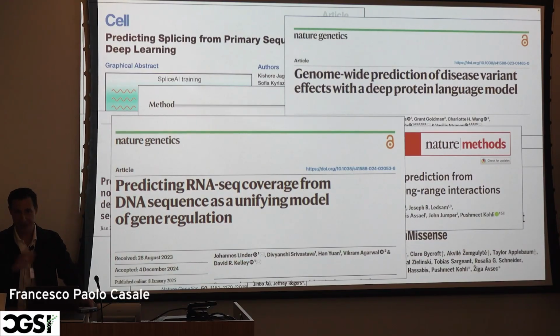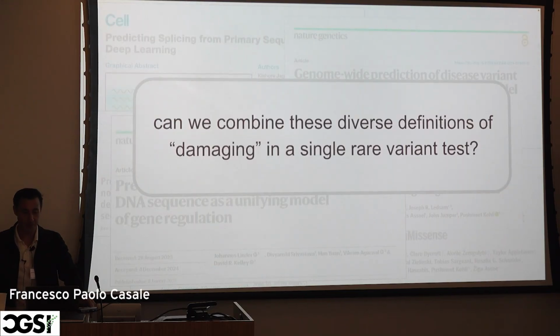So many have come out, many more will come out, and so the question is, how do we combine these effectively if we want to do a rare variant association test? Also, we need a flexible framework for doing that because we expect more and more models to come out in the next years.